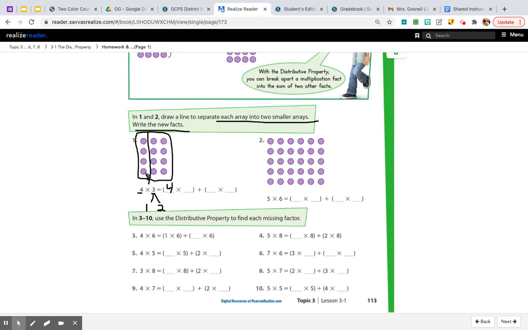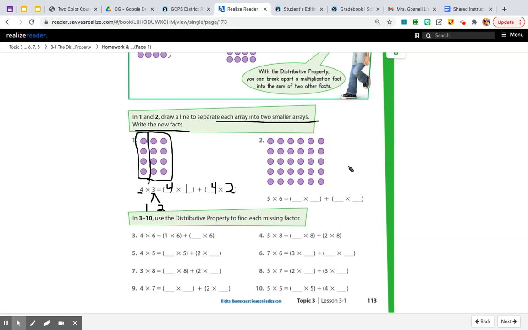So I have 4 rows still. And then in this one, you can see I still have 4 rows. My rows did not change. I only split my 3. What did I split my 3 into? 1 and 2. This array shows 4 rows of 1, which is the same as saying 4 times 1. And this array shows 4 times 2, which is represented right here.